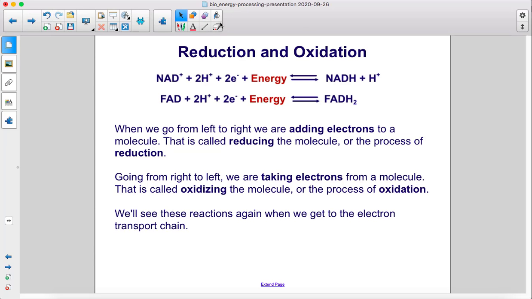When we go from left to right, we are adding electrons to a molecule. This is called reducing the molecule, or the process of reduction. Going from right to left, we are taking electrons from a molecule. That is called oxidizing the molecule, or the process of oxidation. We'll see these reactions again when we get to the electron transport chain.